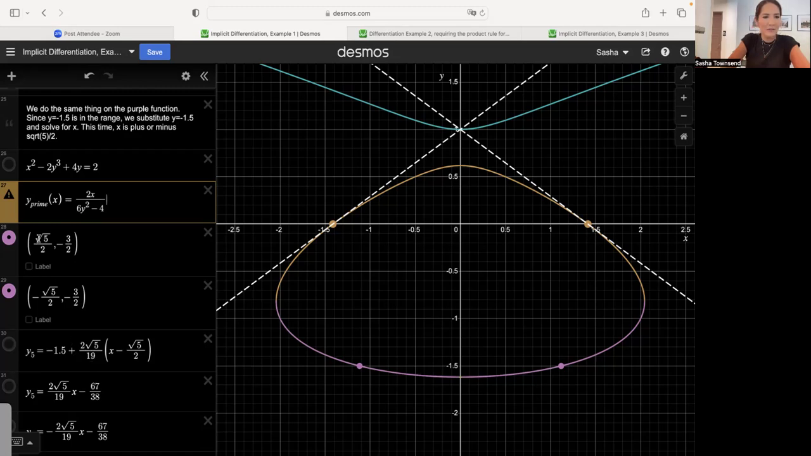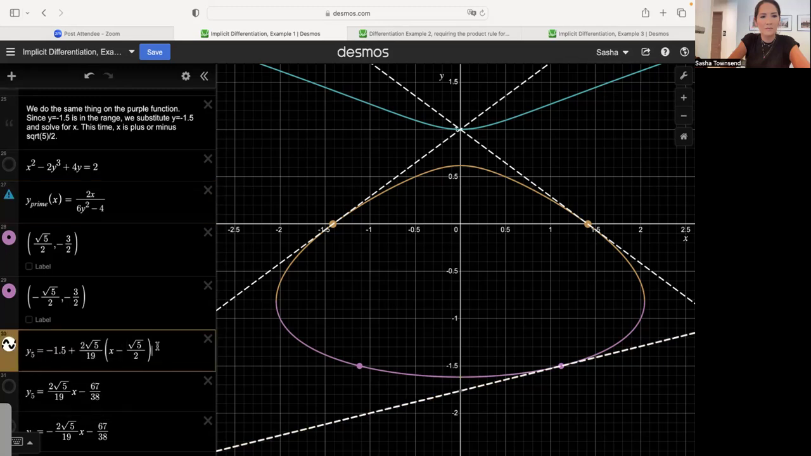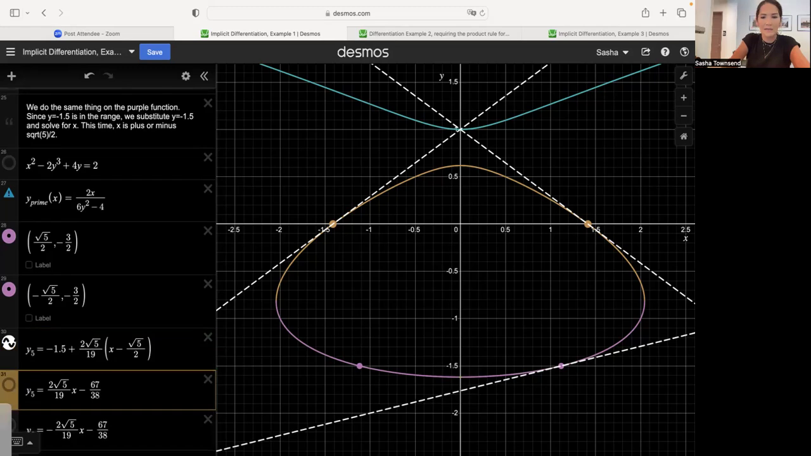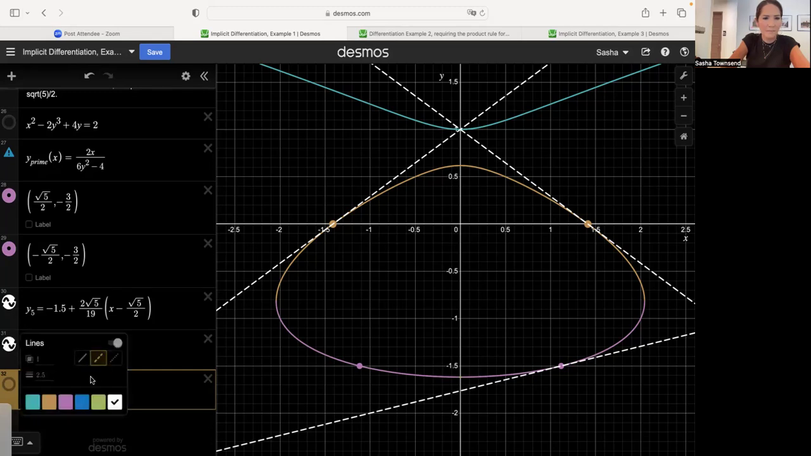And then at x equals square root of 5 divided by 2, we get the y value on the tangent line is the original y value plus the slope times x minus the x value, which is the square root of 5 divided by 2. That gives us that line. If we simplify that, we get this. And then at the other x value, you get, see, that's the same. I wanted you to see if that's the same line.